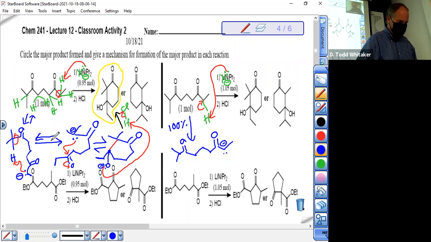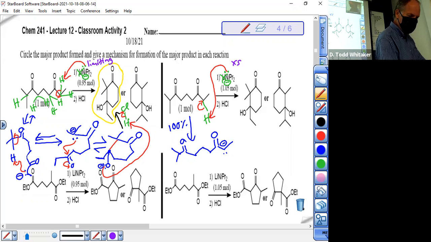Unlike this one, which was not over. What's the difference here? 0.95 versus 1.05. That's an excess. Excess means 100% reaction, no carbonyls left over. This one's limiting.